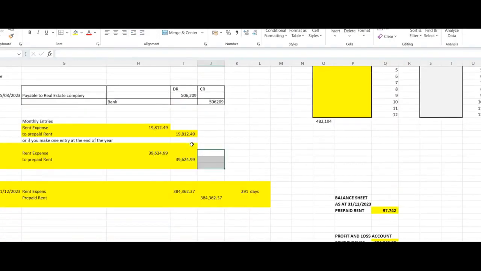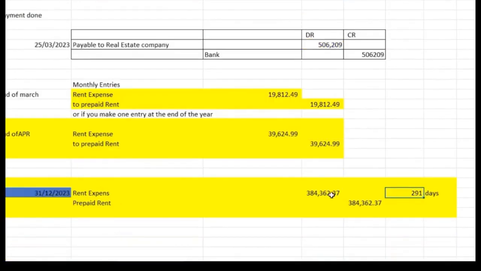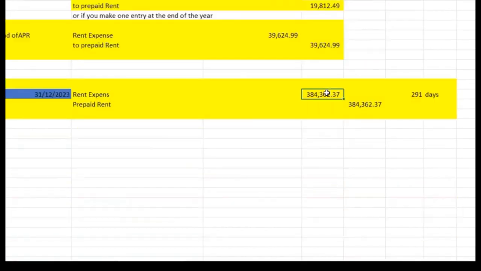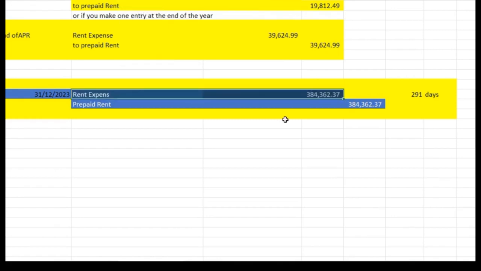Suppose the year is finished, our financial year is 31st December 2023. So till 31st of December 2023 you have consumed the rent for 291 days. So what you are going to do is take your total rent amount without VAT, divide this amount by 365, and multiply by the number of days consumed. So debit rent expense with this amount and credit prepaid rent with this amount.